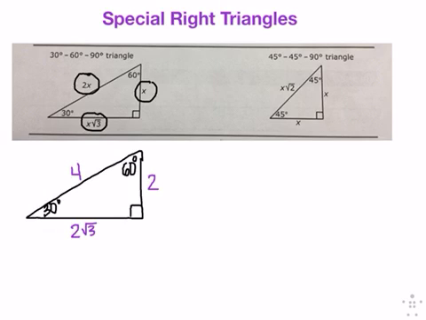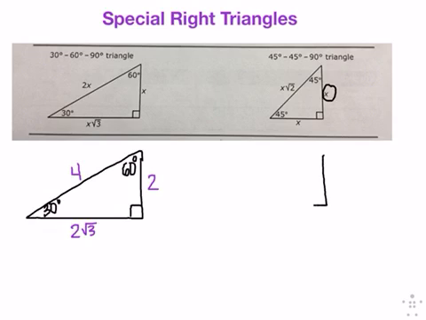Now the 45, 45, 90 triangle, in my opinion, is easier to look at. For example, if you know that the leg is some number, then you can easily solve for the other leg since they're going to be congruent because it's an isosceles right triangle. And then for the hypotenuse, all you do is take whatever the length of the leg is and multiply by the square root of 2.